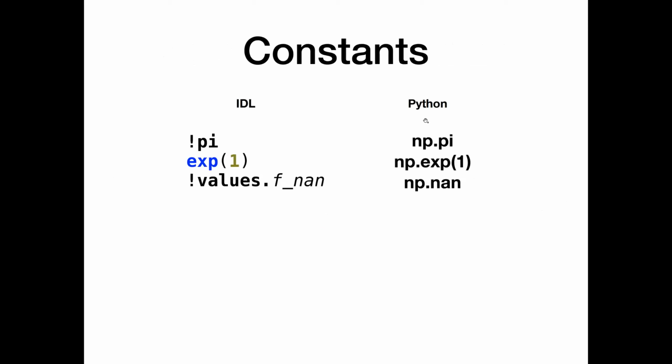And if you're looking for constants, they again tend to be in NumPy. You can also access them from the math library, but since we've been sticking with NumPy, let's show how to access them from NumPy. So in IDL, it's just pi, and for NaN values, you have to use the system values, which contain the f_nan. But in Python, it's just numpy.nan. I think you can also say float nan as a string, and it also returns a nan.